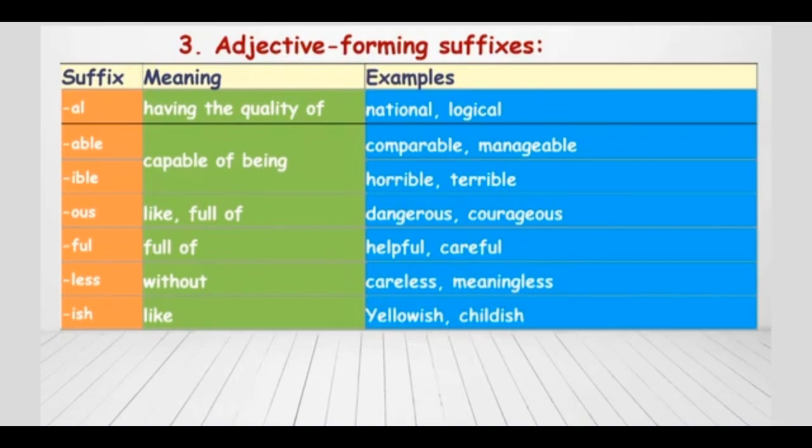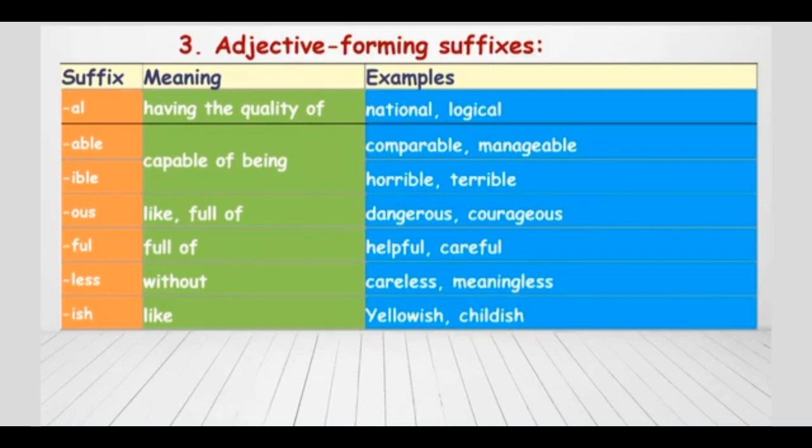Less is the opposite of full. Less means without. We say careless, meaningless. Notice, we say careful, careless. Helpful, helpless. Meaningful, meaningless. Meaningless, it doesn't have a meaning, no meaning, or without a meaning.